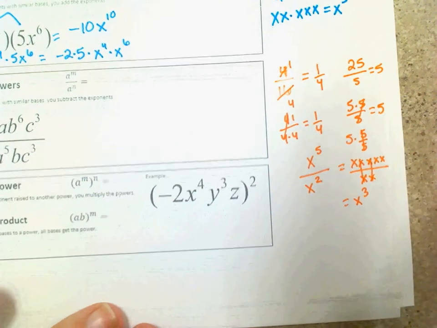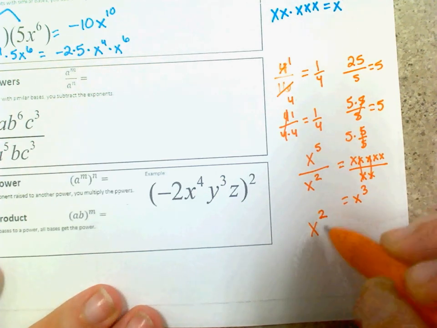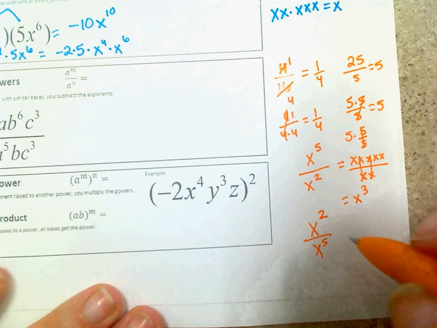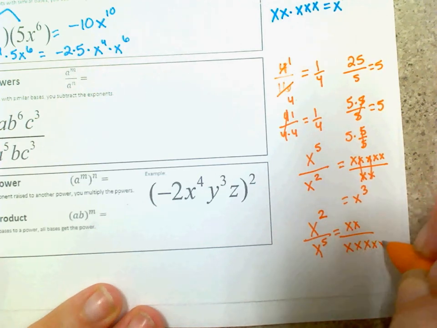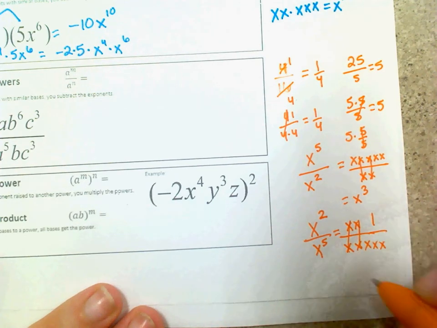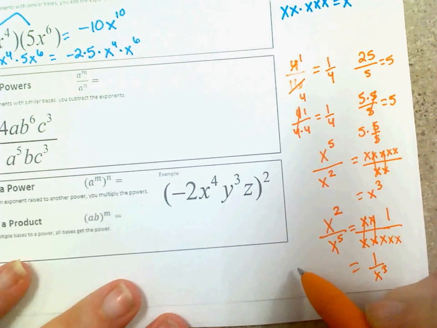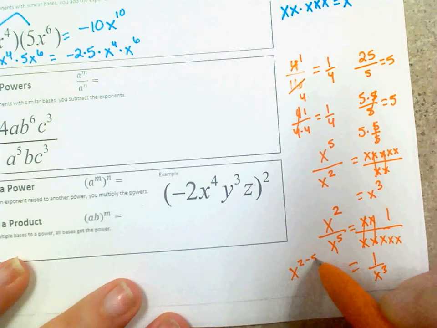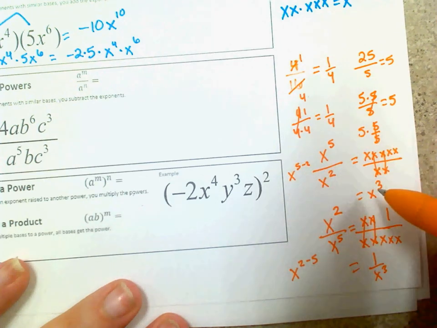So what if there's more x's in the denominator? So say it was x squared over x to the fifth. Well then, 2 of those x's would cancel out from the top and the bottom, but that would leave me with 3 x's in the denominator, yeah? So it would be 1 over x cubed. That's still the same thing as x to the 2 minus 5, just like x to the 5 minus 2 is my answer.